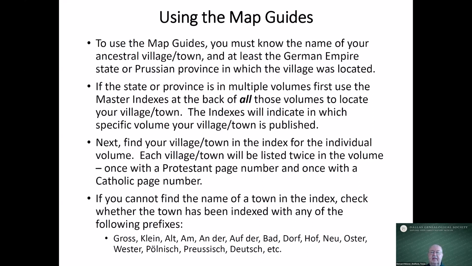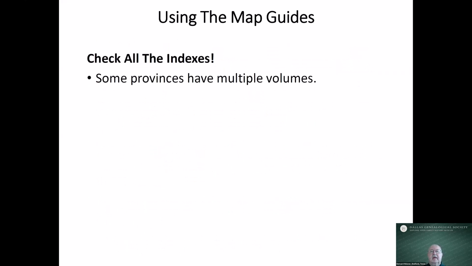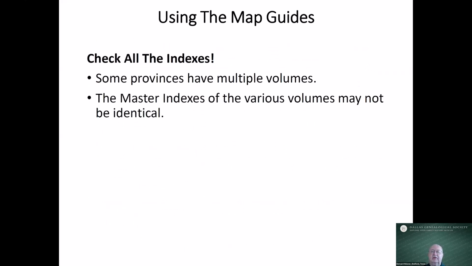If you can't find the name, then look for any of the following prefixes that may or may not be added. We saw Obereuerheim, Untereuerheim. When they got on the ship to sail to the United States, they may say where you came from, and somebody would have just written Euerheim. So you want to look for Ober and Unter. So always check all those indices.